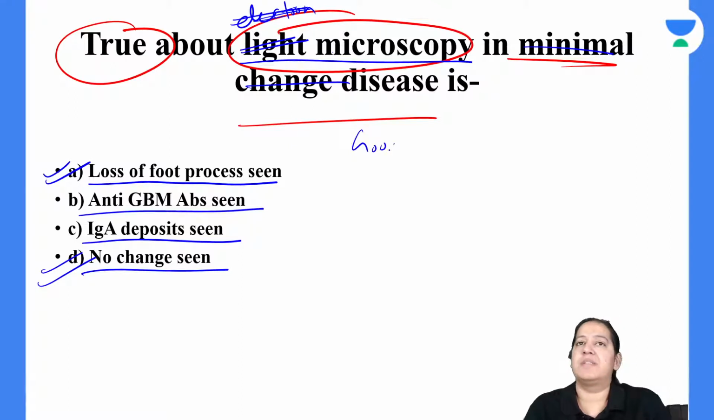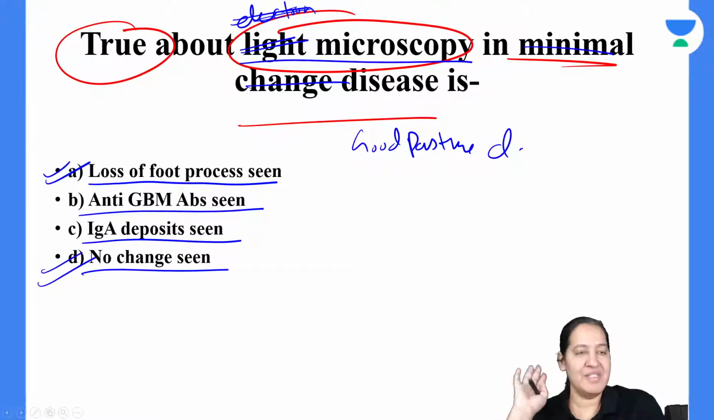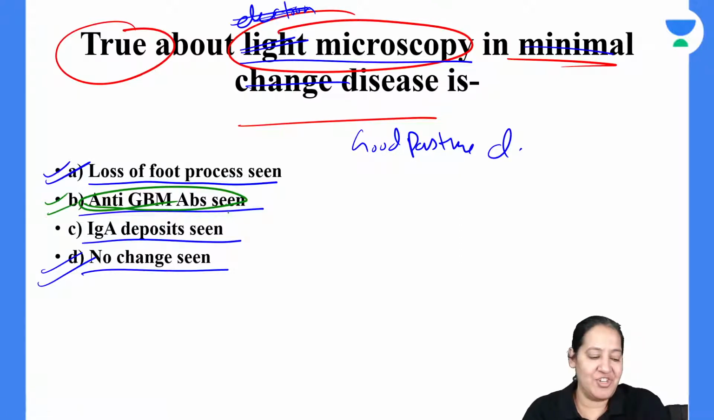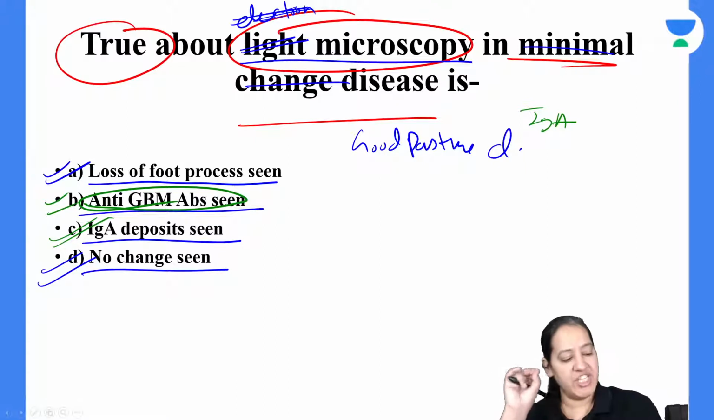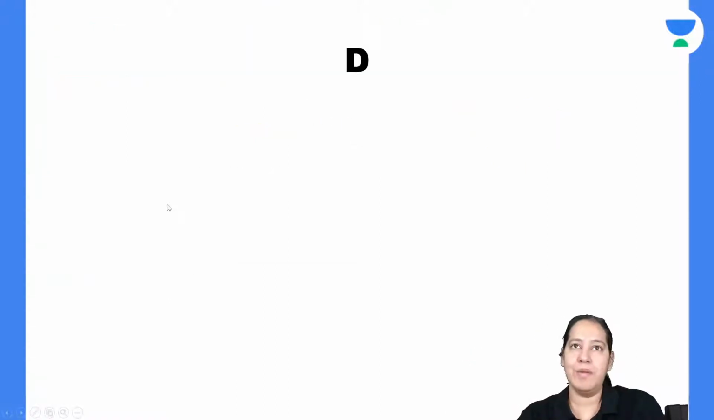Instead of that, if I'm asking light microscopy only and instead of minimal change disease, I am asking for Goodpasture disease. What is your answer now? In Goodpasture disease, what you will see? What is the hallmark of Goodpasture disease? Yes, you are right. Your answer will become B. Anti-GBM antibodies are seen in Goodpasture disease. If instead I am asking for IgA nephropathy or Berger disease, you will say IgA deposits are seen. So if I change the question a little bit, the answer will change. So your concept should be strong. Give me a thumbs up.